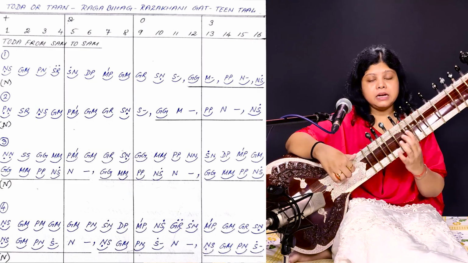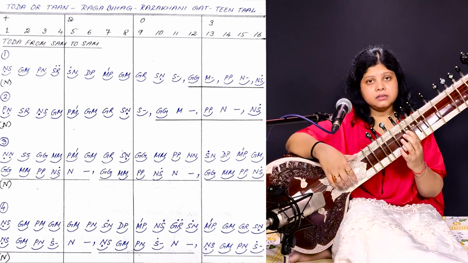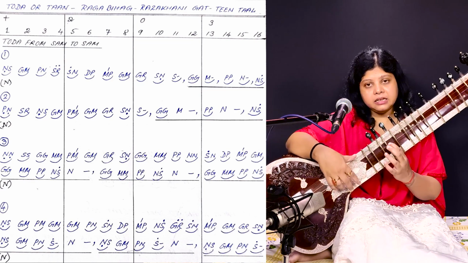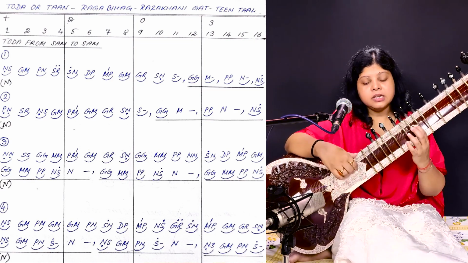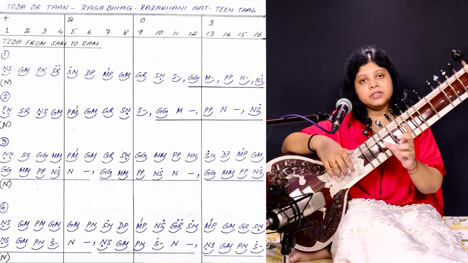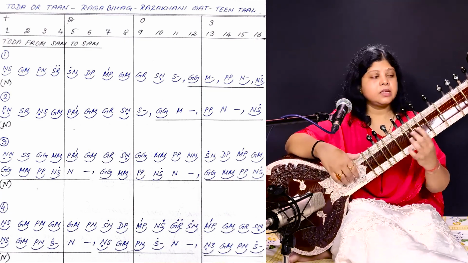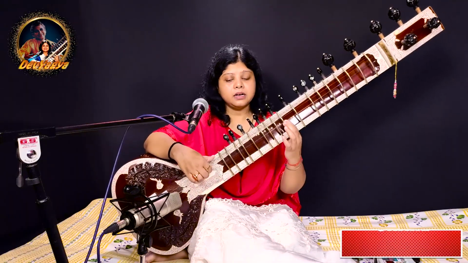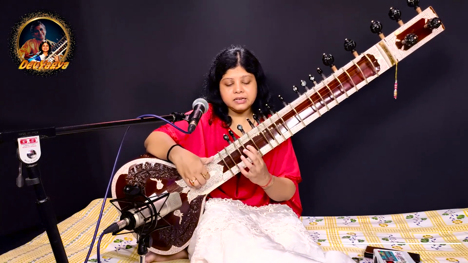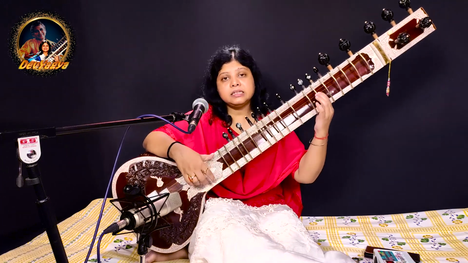Now ga ma pa ni sa ni dha pa. Second part. Third part, ma pa ni sa ga re sa ni. And the last part, ma pa ga ma ga re sa ni. Now we will play it without any break from sum. Ni sa ga ma pa ma ga ma pa ni sa ni dha pa ma pa ni sa ga re sa ni ma pa ga ma ga re sa ni.